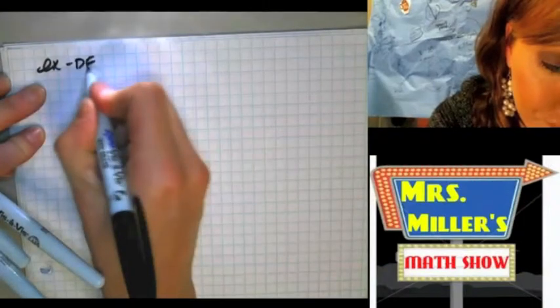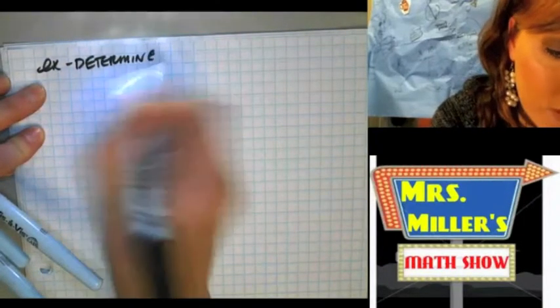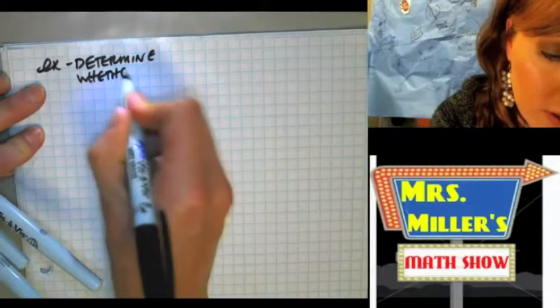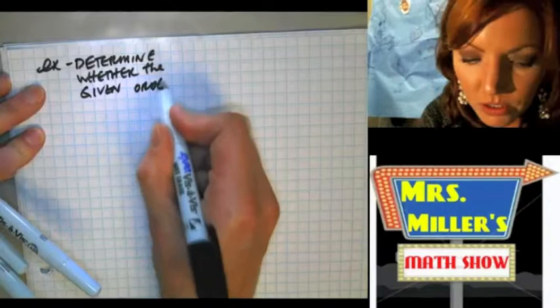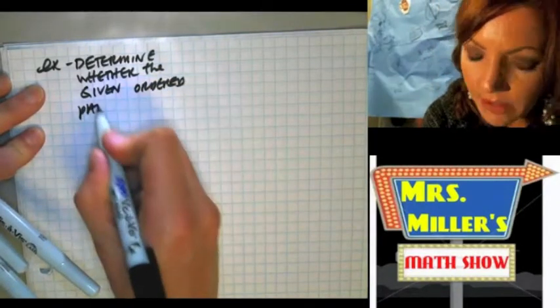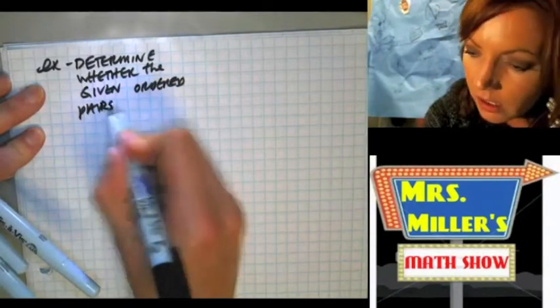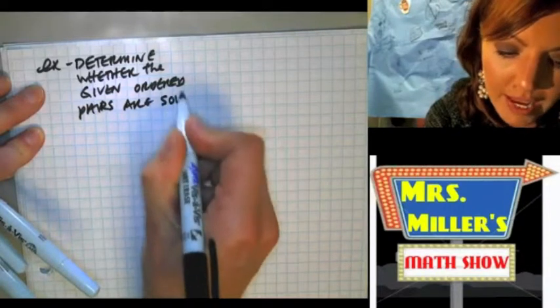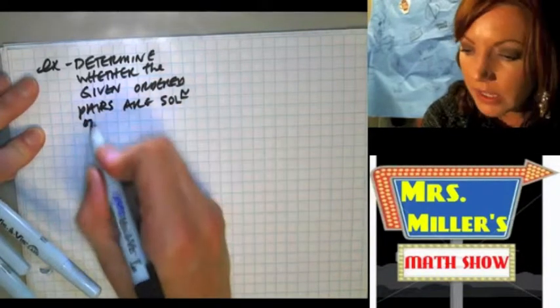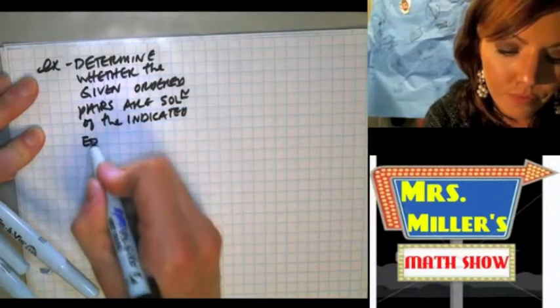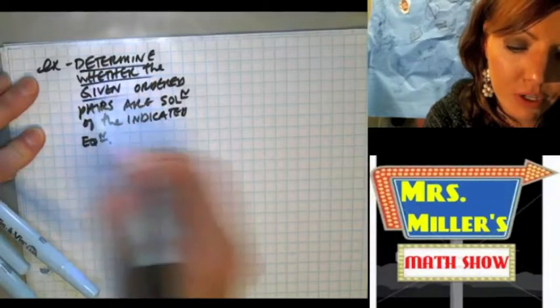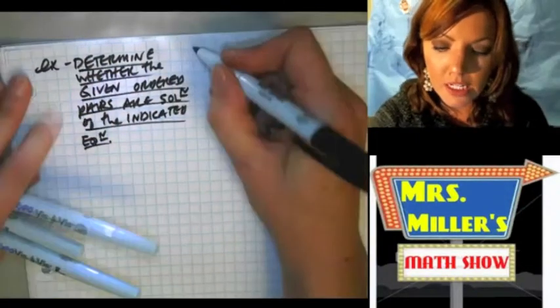So these, we want to determine whether the given ordered pairs are solutions of the indicated equations. Solutions, S-O-L-N for solutions, of the indicated equation. Okay, so again, determine whether the given ordered pairs are solutions of the indicated equation.